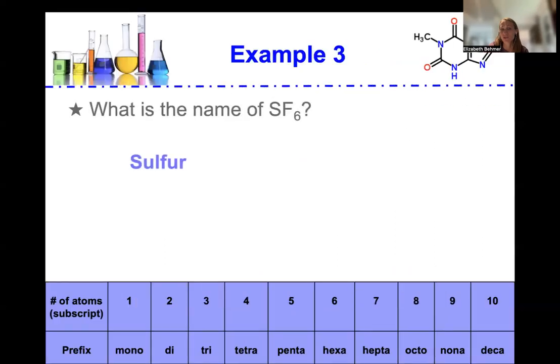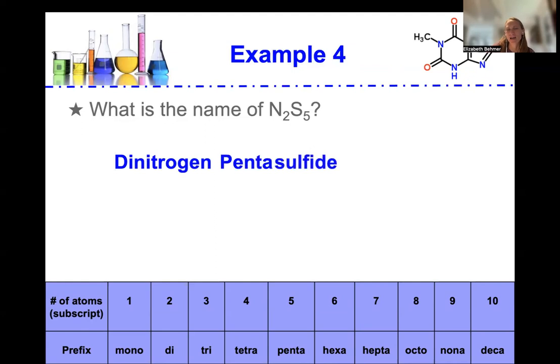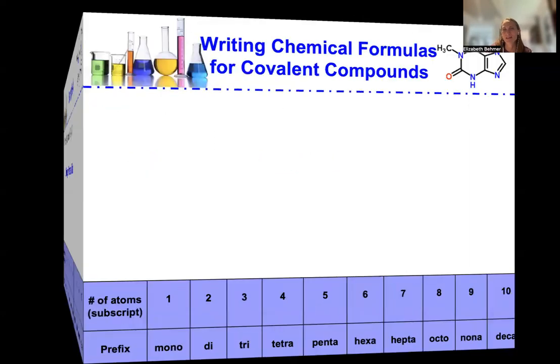What is the name for SF6? We're just going to use the word sulfur. So we drop the mono. We only use the mono when we're talking about the second element. And then we use hexa for 6, hexafluoride. So sulfur hexafluoride. Example number 4, N2S5. We have dinitrogen. And then we have pentasulfide, dinitrogen pentasulfide.